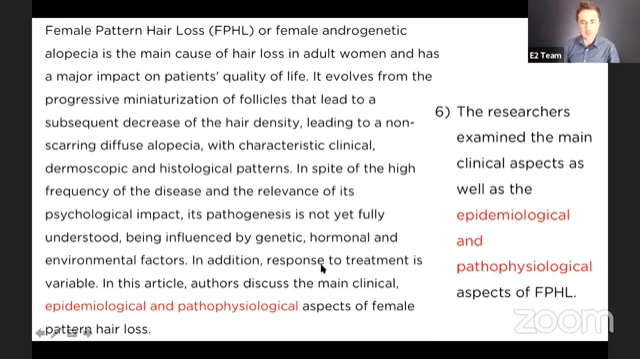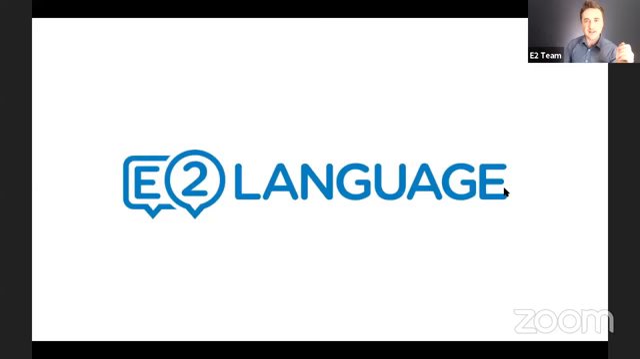Why those two? Well, here it says authors discuss the main clinical, okay, the research is examined. It's a little bit different. It's probably not a great question. The main clinical aspects as well as the. So if you just wrote one, it would be incorrect because they also discuss the epidemiological and the pathophysiological as well. I think that's all, my friends.